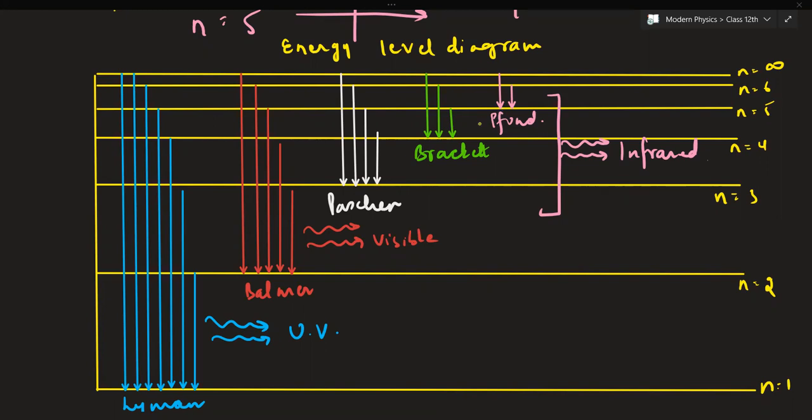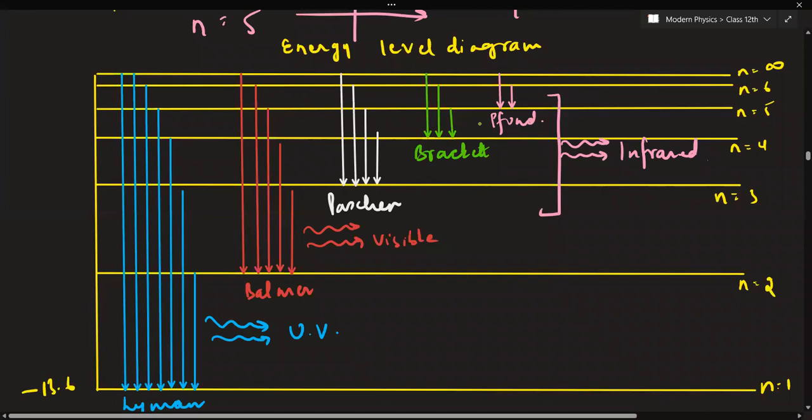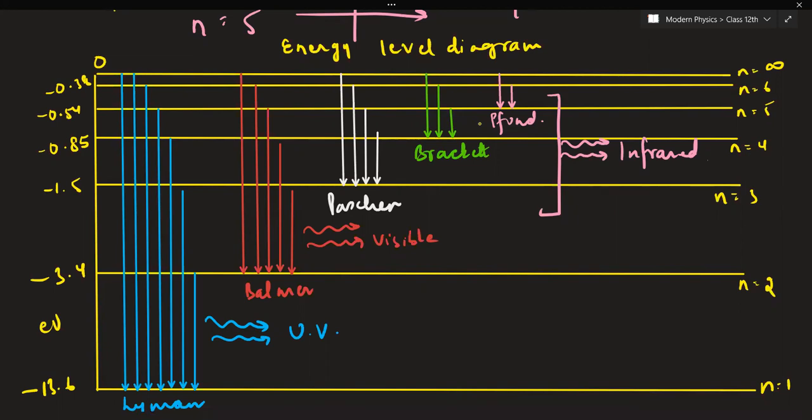So see, n is equal to 1, energy is minus 13.6. Then n is equal to 2, 3, and so on, with energies minus 3.4, minus 1.5, minus 0.85, then minus 0.54, then minus 0.38. This is all in electron volt only; I'm not writing electron volt. At infinity, it will be 0, because energy at infinity will be 0 as 1 by infinity square will be 0. Right? This is how you make the complete diagram.